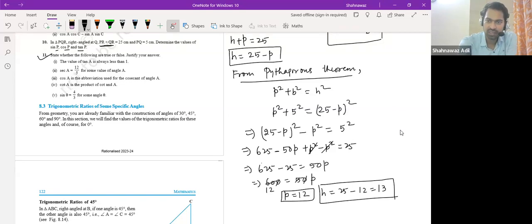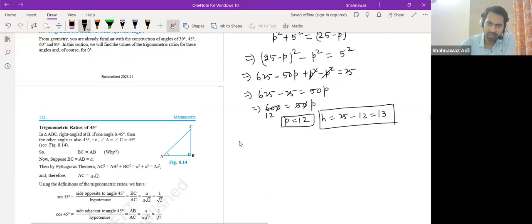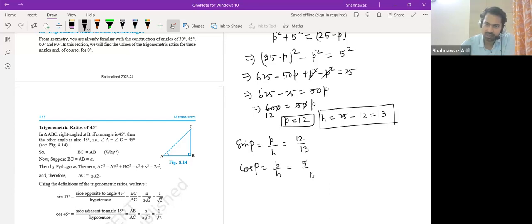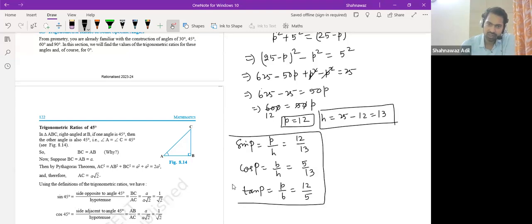So I can write sine P, which is perpendicular by hypotenuse, which is 12 by 13, cos P, which is base by hypotenuse, which is 5 by 13, and then tan, which is perpendicular by base. So this is what? 12 by 5. Right, so this was the question, guys.